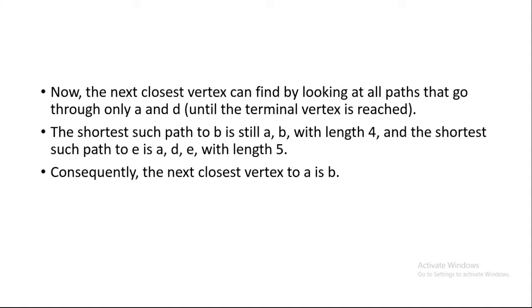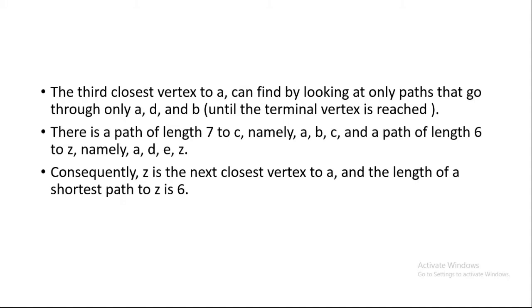Then here we find AB 4 and ADE 5. Which is the minimum? 4 is minimum. Obviously we found that AB is the next closest vertex to A. Okay, so we select D and B, B and D, we found that.